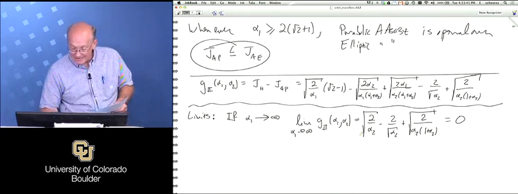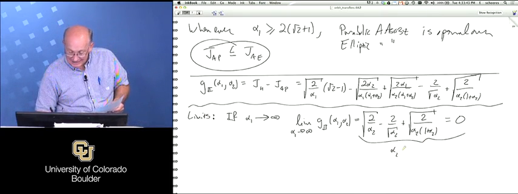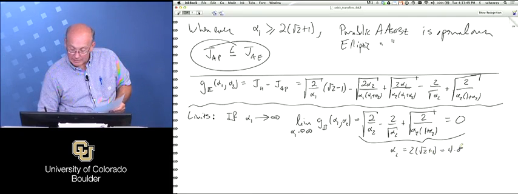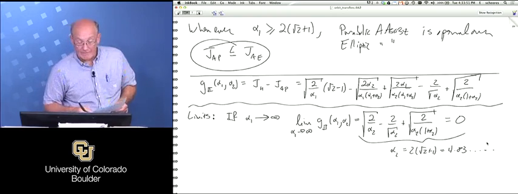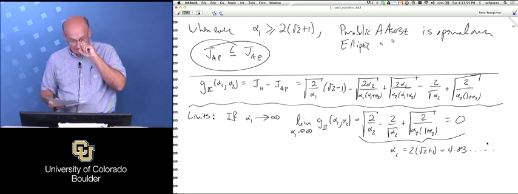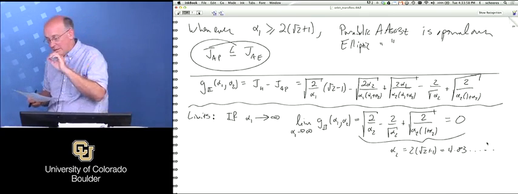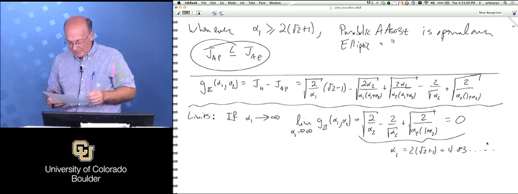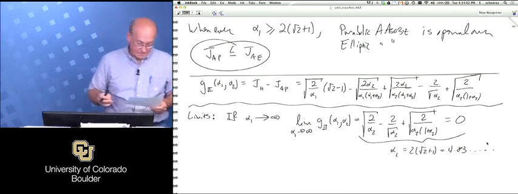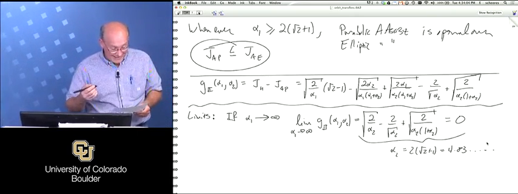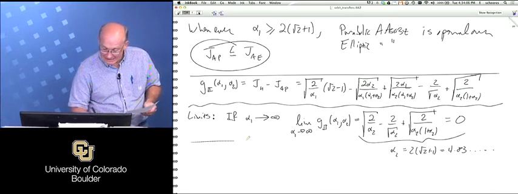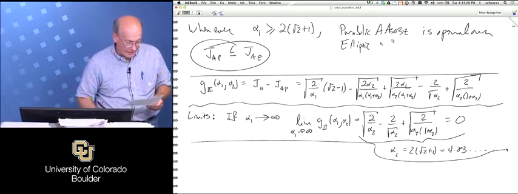The solution to this guy, well, it actually turns out to be alpha 2 equals 2 root 2 plus 1, 4.83, which is the same limit we found before regarding when the aero-assist parabolic is optimal over the aero-assist elliptic. So what does this tell us? Well, it gives us a very limited bit of information, but it gives us something.